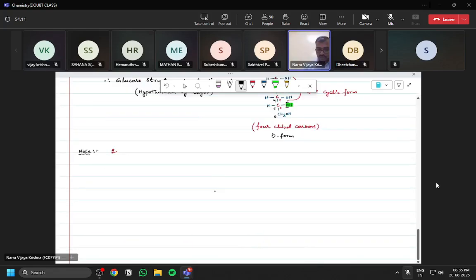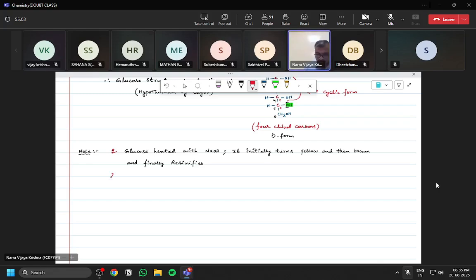Now we are talking about the reaction with concentrated NaOH. When glucose is heated with NaOH, it first turns yellow, then slowly turns brown, and finally converts into a resin. So it resinifies.